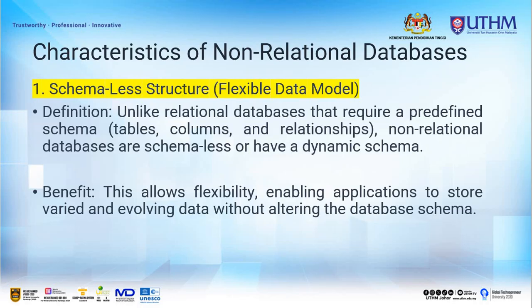Non-relational databases are schema-less or have a dynamic schema. Generally, it will be in XML format or JSON format. We'll see that later on. So the benefit of this particular characteristic is that it allows flexibility, enabling applications to store varied and evolving data without altering the database schema. Generally, we won't alter the overall database schema. We can just fit any data that we want into the database directly without affecting the overall database schema.